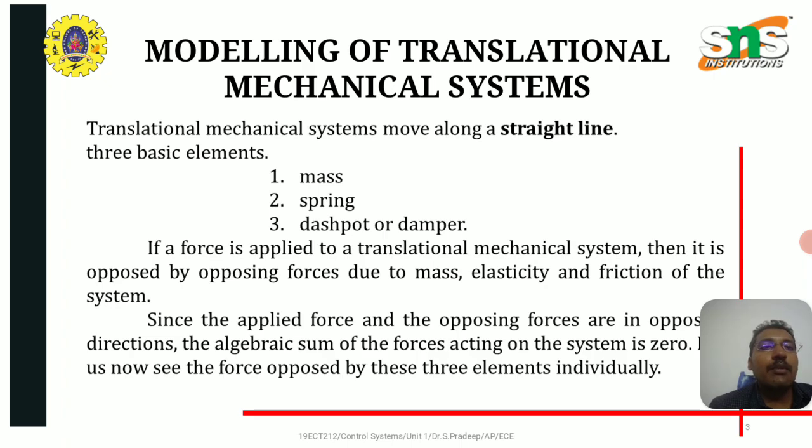If force is applied to a translational mechanical system, then it is opposed by opposing forces due to mass, elasticity and friction of the system. Since the applied force and the opposing forces are in opposite directions, the algebraic sum of the forces acting on the system is zero. Let us now see the force opposed by these three elements individually.